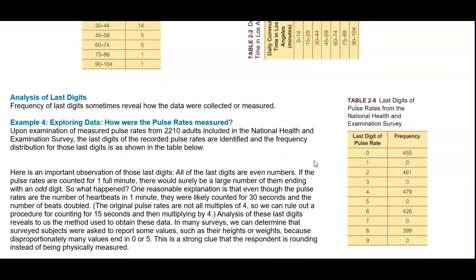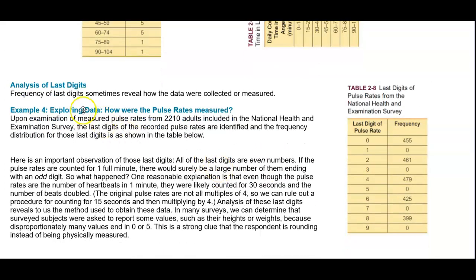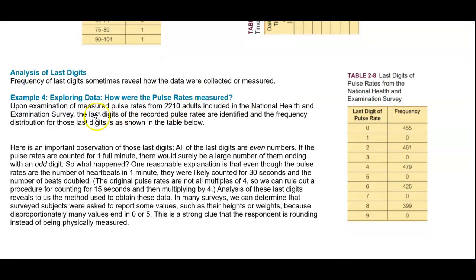Now, analysis of last digits. Frequency of last digits sometimes reveals how the data were collected or measured. Example 4, exploring data: how were the pulse rates measured? Upon examination of measured pulse rates from 2,210 adults included in the National Health and Nutrition Examination Survey, the last digits of the recorded pulse rates are identified, and the frequency distribution for those last digits is as shown in the table to the right.